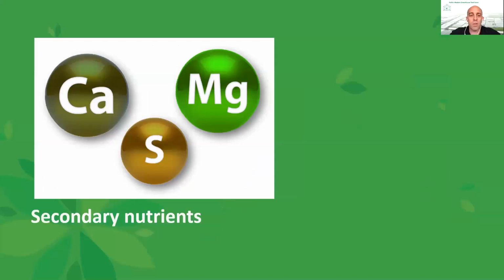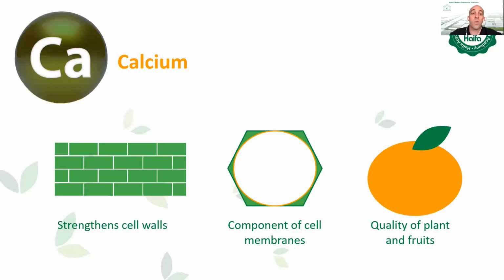I'll be talking about the secondary macronutrients, although they're not of less importance to the plant. Every nutrient, like Marco said before, is very important, and a plant could not keep growing without one of these elements. So we'll start with calcium. Calcium actually is a very important nutrient for the plant. It's part of the cell walls. It's a component of the membrane, and of course, it has to do a lot with the quality of plant and fruit.